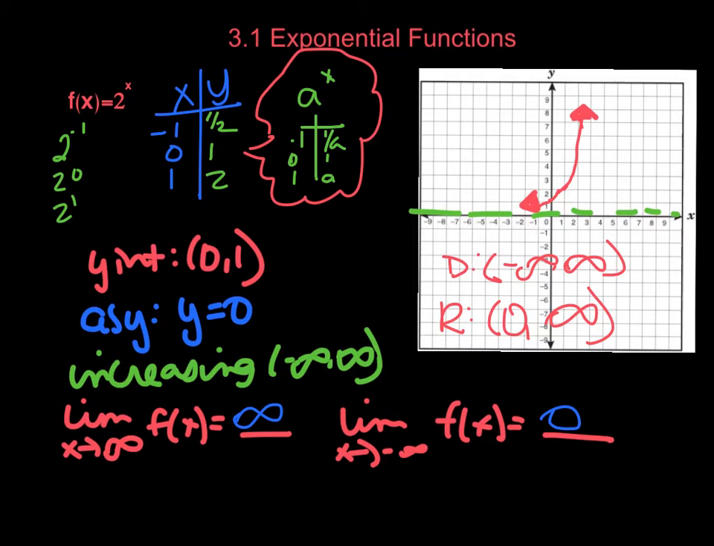Oh, and I forgot to mention that this is exponential growth, because as your x's are getting larger, so are your y's. Okay. On this next one, you'll notice that our parent function is 5 to the x, and we have a negative on it. So our parent function is 5 to the x.